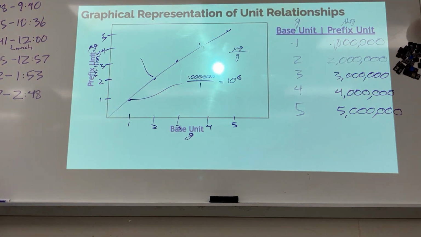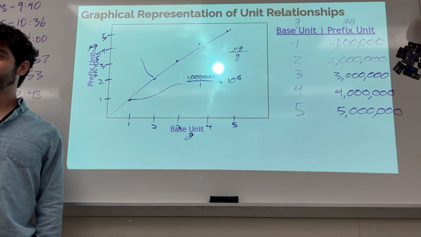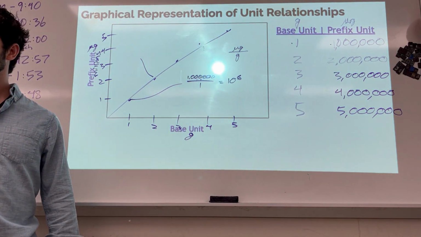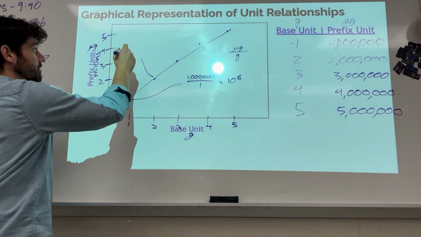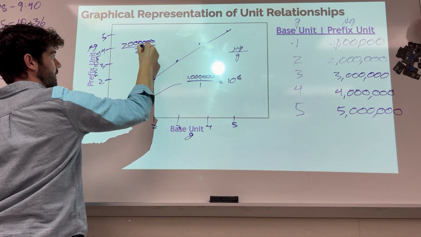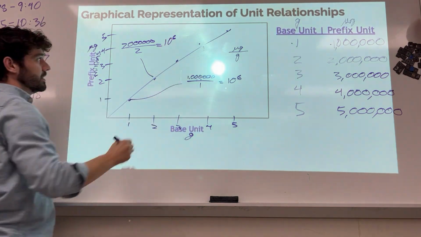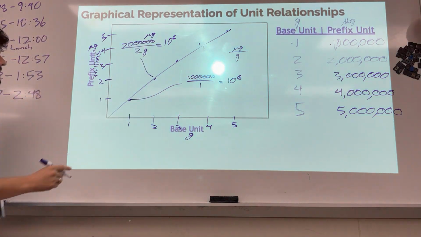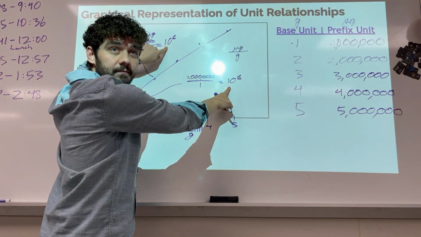This is the same. Well, here's the funny thing. It's not the same thing. 2 million and 1 million are not the same thing. But what is the same? 2 million divided by 2 gives me what? 1 million. So the individual numbers are different. This is micrograms, this is grams. But the ratio is the same.